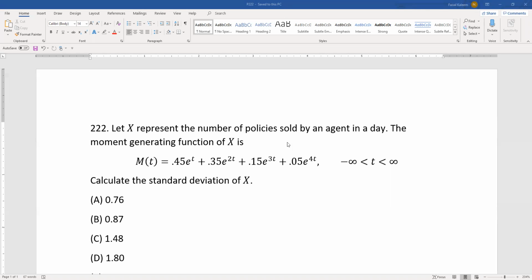Let X represent the number of policies. The MGF of X is given below. Calculate the standard deviation of X.